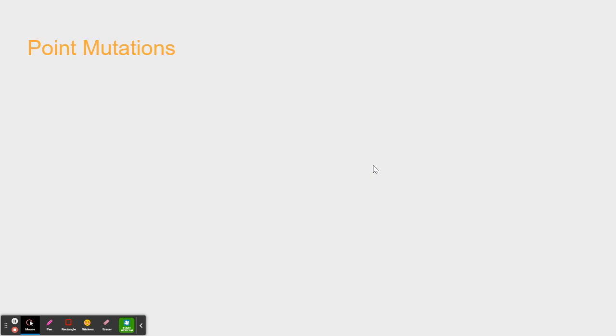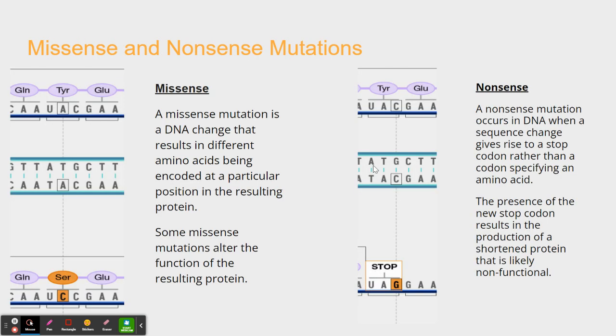The general idea here is it's just a small error, and your body can generally kind of fix it if it catches it early enough. So it's not a big deal. There are also two different kinds of point mutations, called the missense and the nonsense mutation.